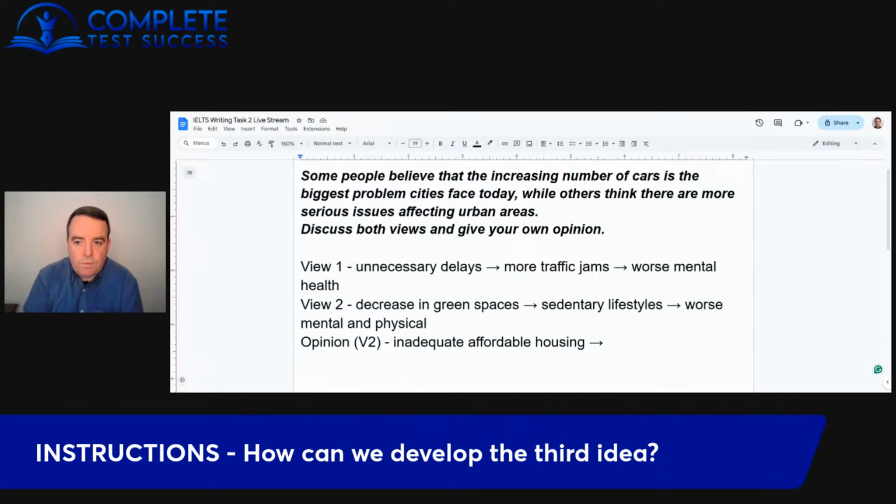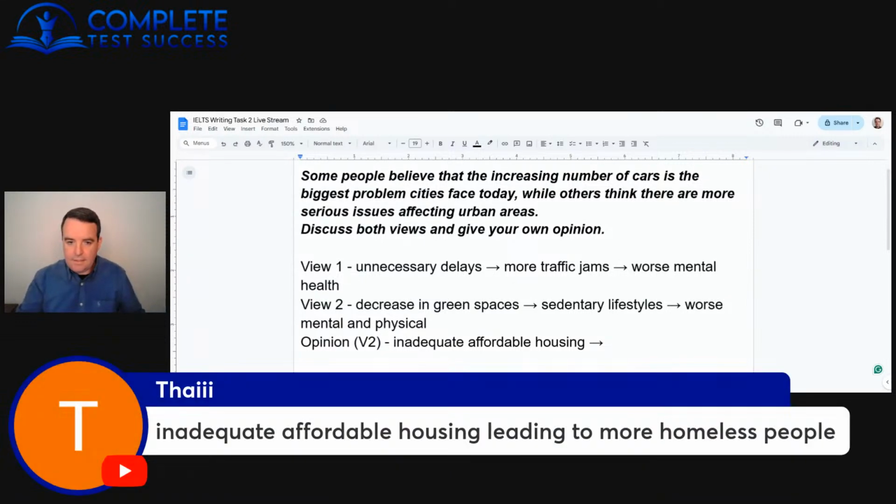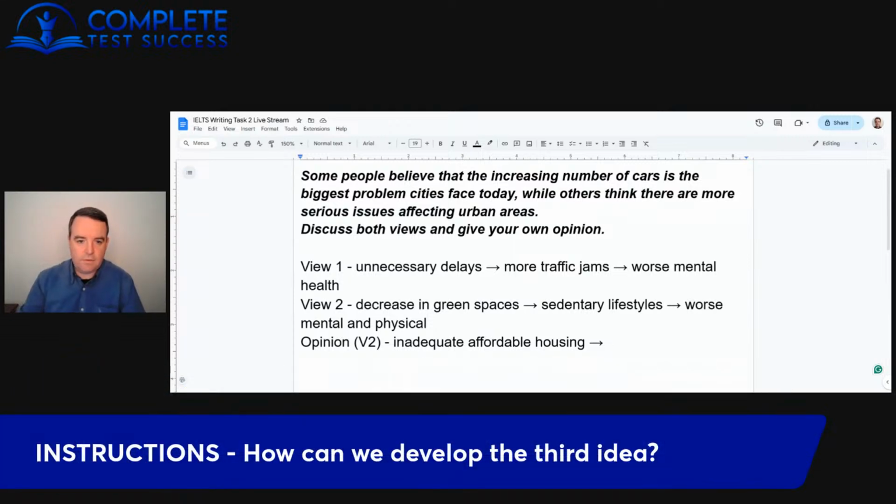And again, this is why we want to plan the essay first. It's much easier to see these problems when we lay it out in a plan compared to if we just write the essay without a plan. What happens then is the first idea that comes into our head goes straight onto the page, and it's much harder to recognize whether it's acceptable or unacceptable. Inadequate affordable housing leading to more homeless people. Okay.